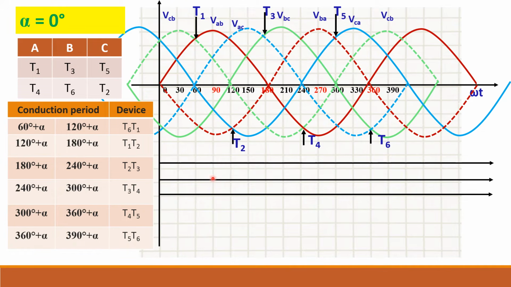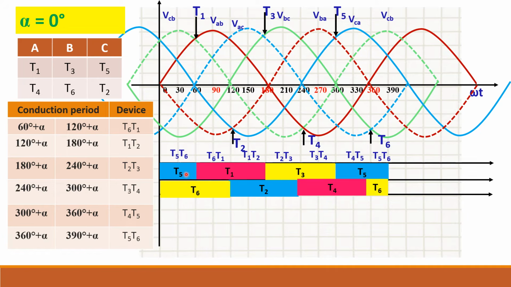Now you have to mark the conduction period for each device. So T1 starts conduction at 60 and it conducts for 120 degrees. So 60 plus 120 is 180. So till 180 T1 conducts. Then T3. T3 conducts from this 180, add 120 to it, it is 300, till T5 is conducted. Similarly, you fill up the remaining things.